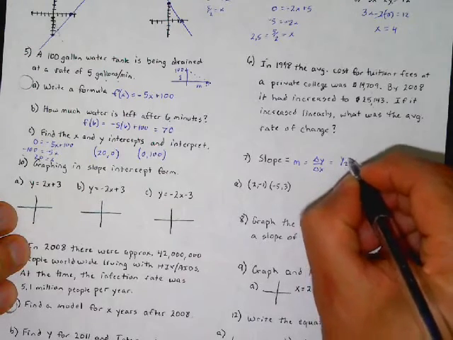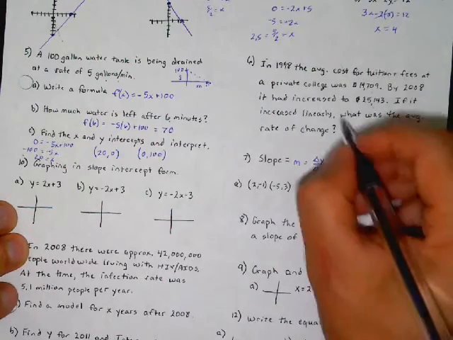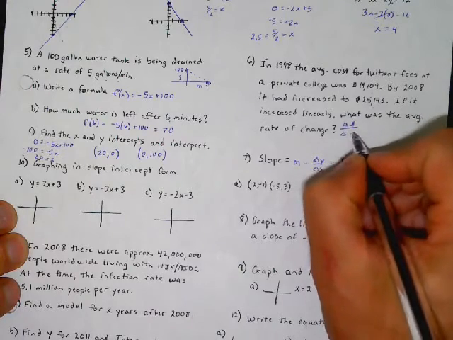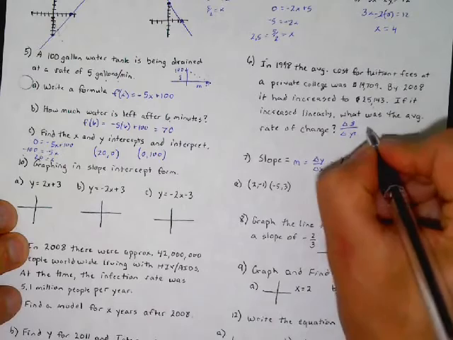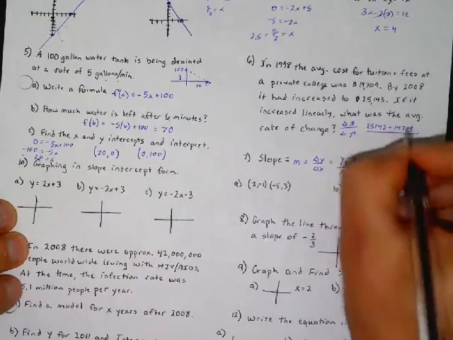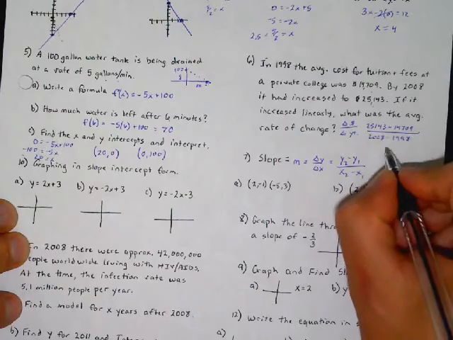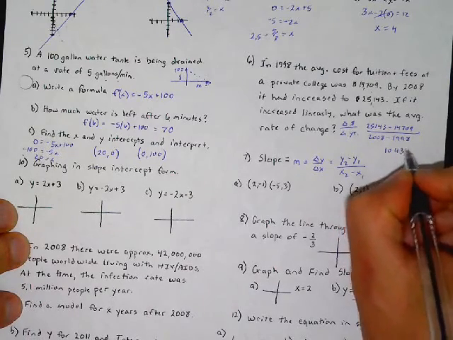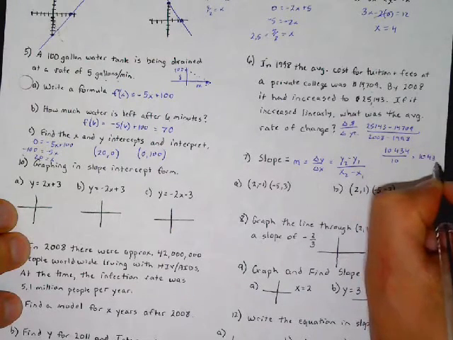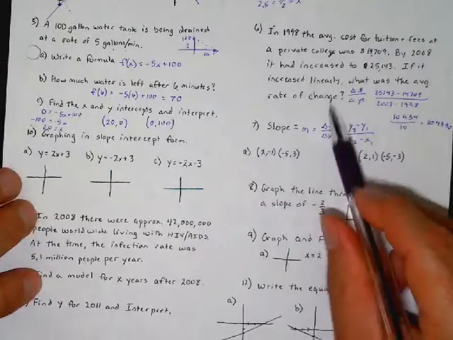y2 minus y1 over x2 minus x1. Okay, so for this particular problem, it changed. The amount of money that's changed over the amount of years that's changed. So it's 25,143 minus 14,709 over the years. It was 2008 to 1998. Gives you a change of 10,434 over 10 years. Simplified gives you $1,043.40 per year. Okay, that's our slope, that's our rate of change.